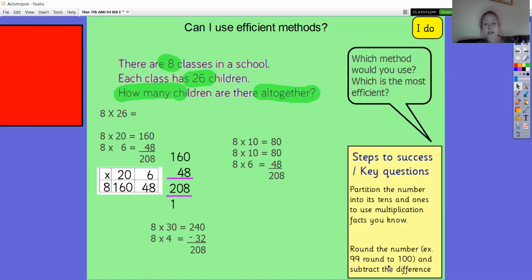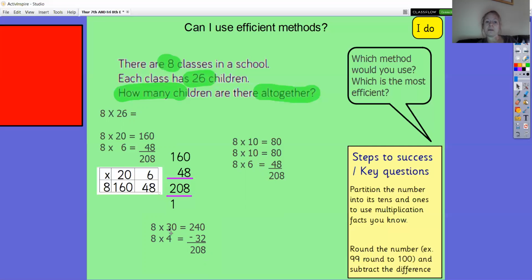And then the last way we talked about briefly yesterday as well, which is down here on my steps to success: round the number and then subtract the difference. So we need to do 8 times 26. That's a bit hard. So here we've done 8 times 30. And again, I've ignored that 0. I've done 8 times 3, and I know that's 24. And then I've multiplied that answer by 10 to take account of that 0 there.